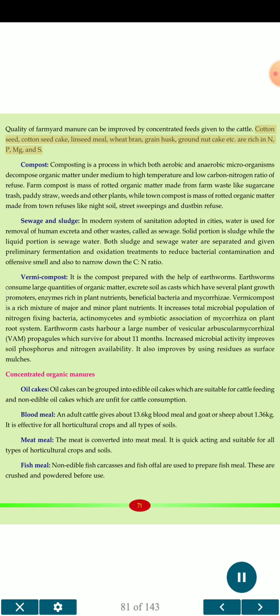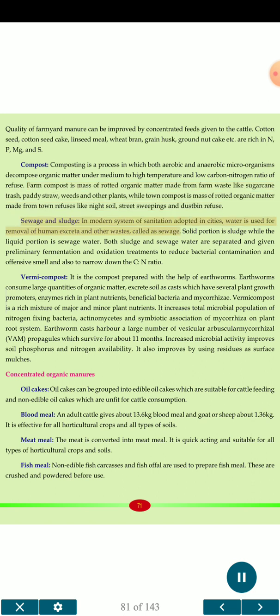are rich in N, P, Mg, and S. Compost. Composting is a process in which both aerobic and anaerobic microorganisms decompose organic matter under medium to high temperature and low carbon nitrogen ratio of refuse. Farm compost is mass of rotted organic matter made from farm waste like sugarcane trash, paddy straw, weeds and other plants, while town compost is mass of rotted organic matter made from town refuses like night soil, street sweepings and dustbin refuse.